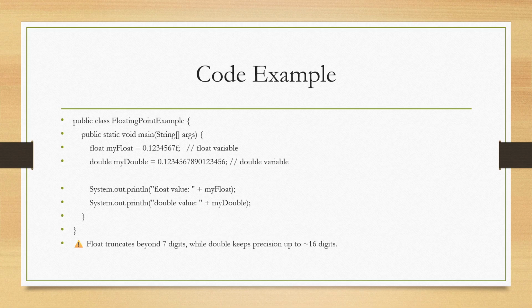Suppose we print. When we run this, the float only keeps about 7 digits correctly. The double prints more digits because it has a higher precision. This shows us the difference in accuracy.